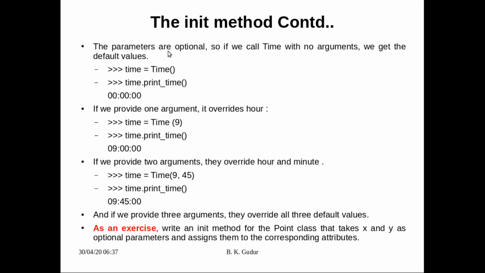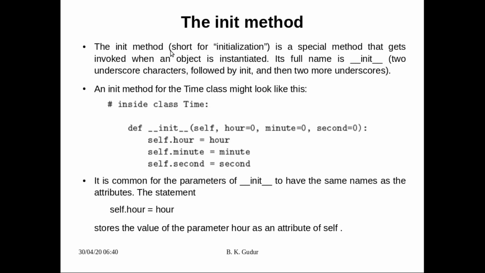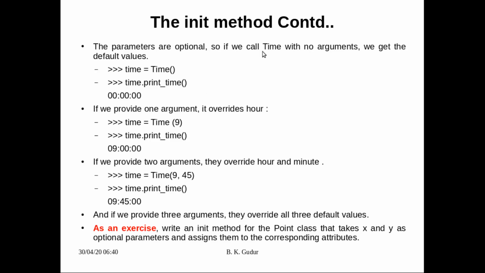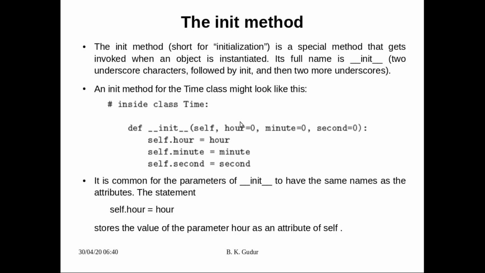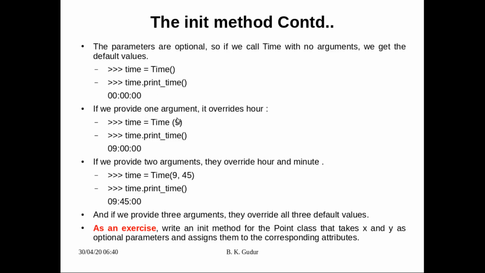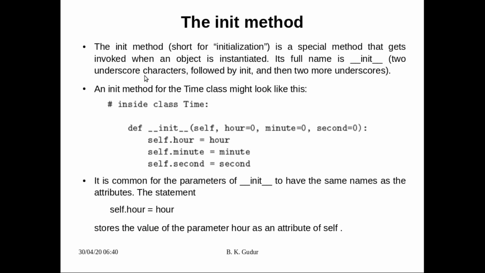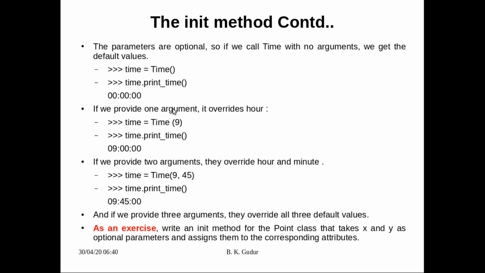The parameters are optional. We may or may not give these parameters. So if we call Time with no arguments, we get default values. Because we have initialized them to 0, 0, 0, if we don't supply any arguments here, this method will be called by default and it will initialize all its attributes to 0, 0, 0. If we provide one argument, it will override the hours.